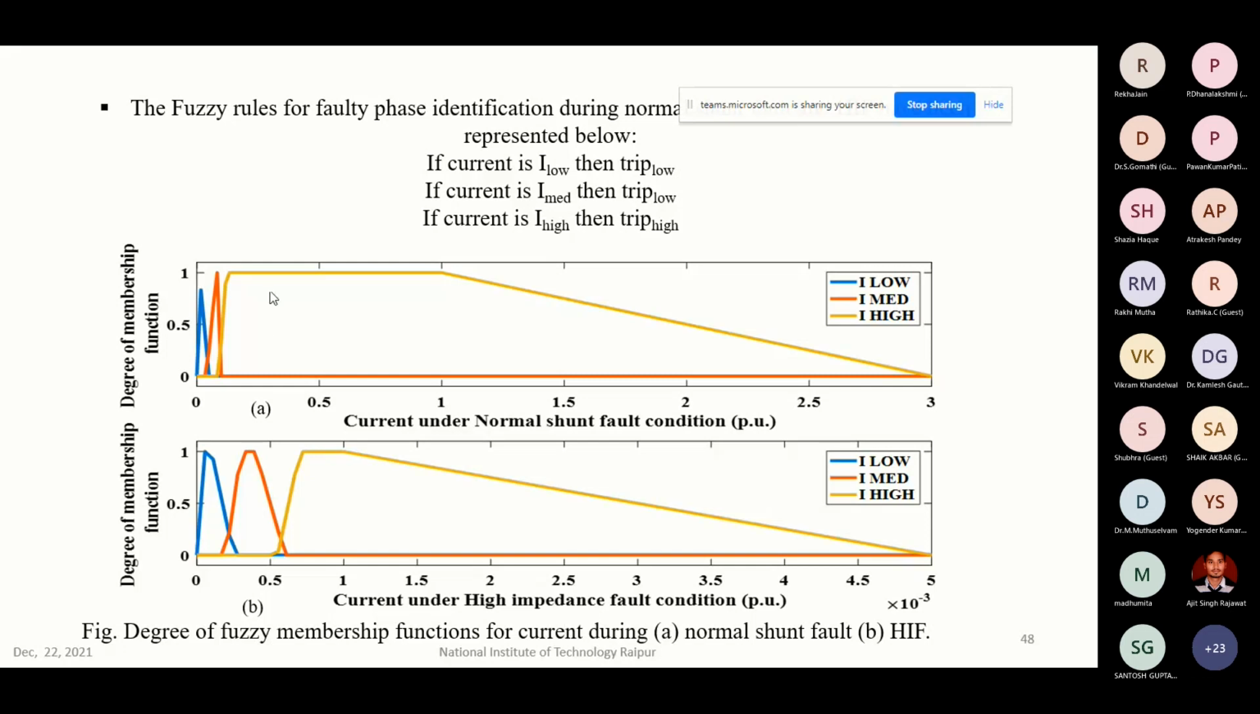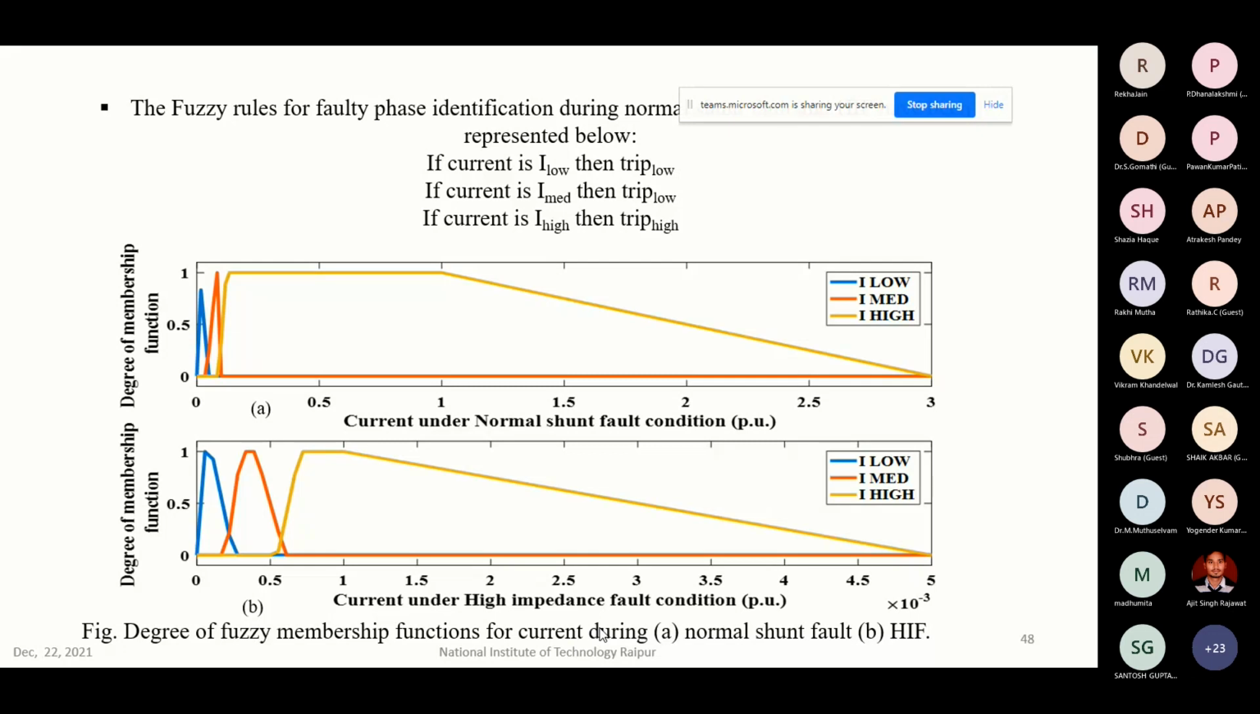When the current is in the nominal range, no trip signal is issued. When the current is in a higher range, then the trip signal is issued. Similarly, the case with the high impedance fault. So how to decide it? We need to simulate two extreme conditions in the power system to get these operating ranges.